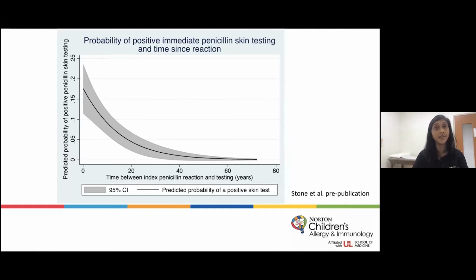So chances are that when you're a 10-year-old and you've had your reaction and it was a rash at 1 year of age, you've essentially grown out of your allergy. And that seems to reassure them.